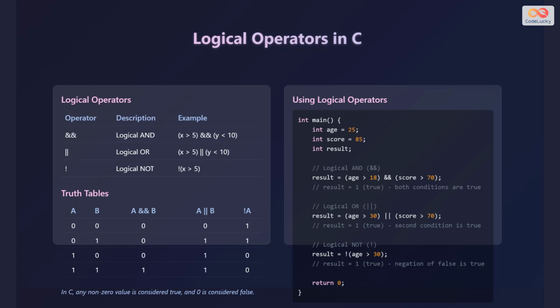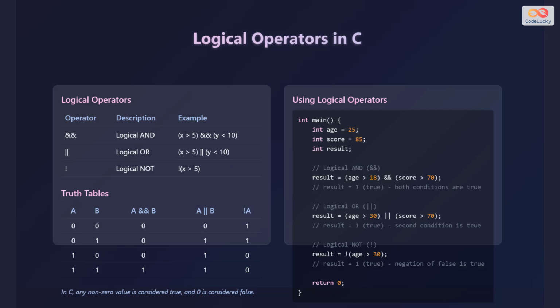These operators follow specific truth tables. The AND operator returns 1 only when both a and b are 1. The OR operator returns 1 if either a or b is 1. The NOT operator simply inverts the value of a. It's important to note that in C, any non-zero value is considered true, and 0 is considered false.